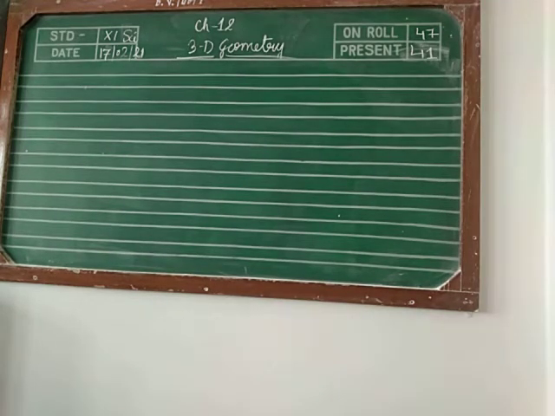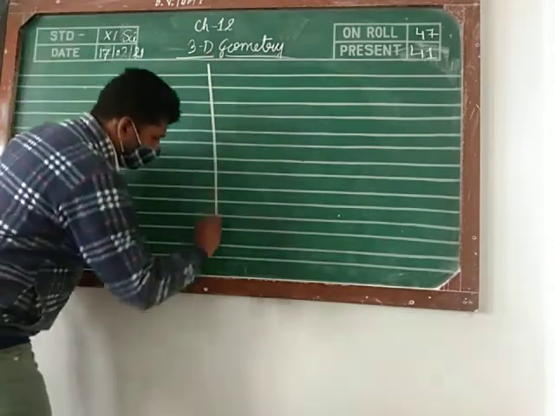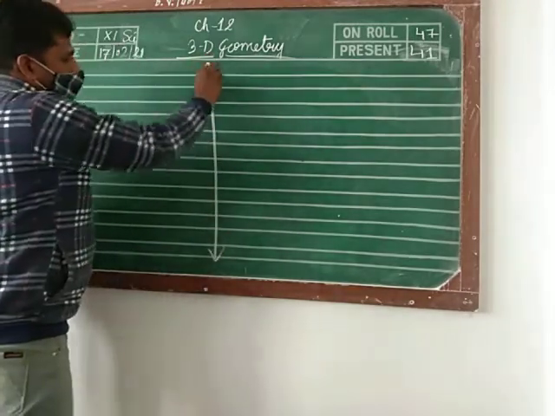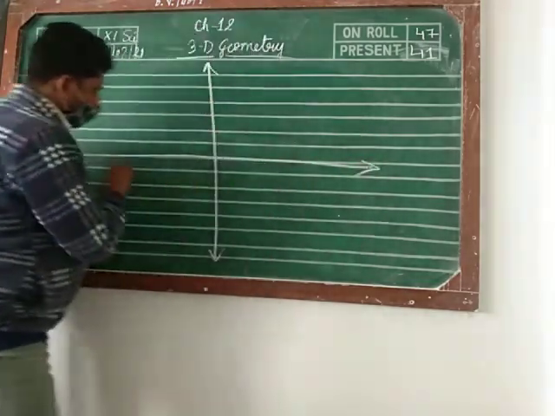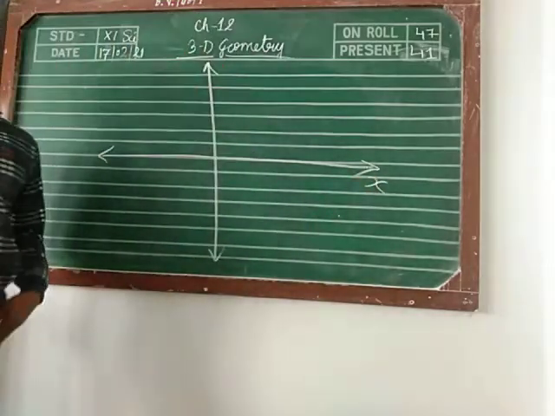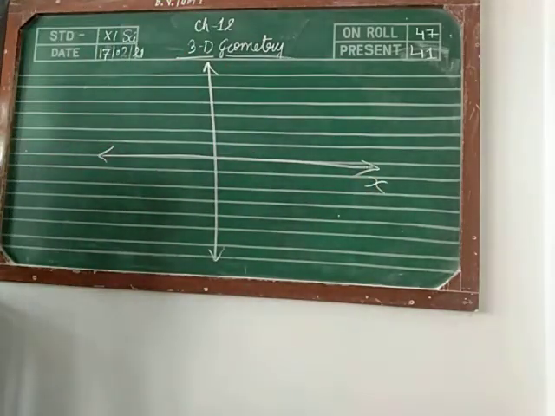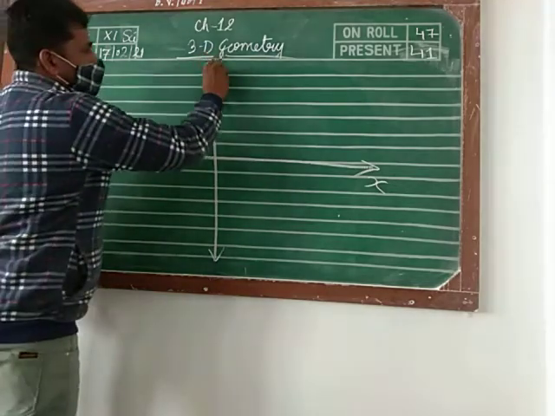Chapter 12, 3D geometry. What we have learned previously, we have learned the concept of two-dimensional geometry, where we are getting the axes as x-axis and y-axis. The horizontal axis we are calling the x-axis and the vertical axis the y-axis.